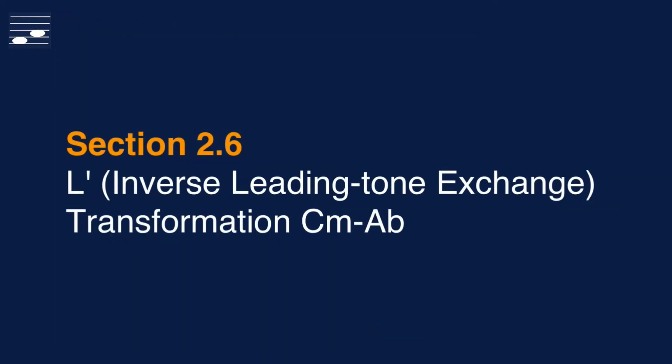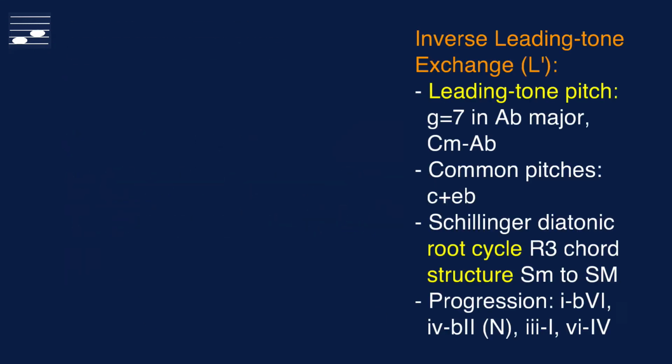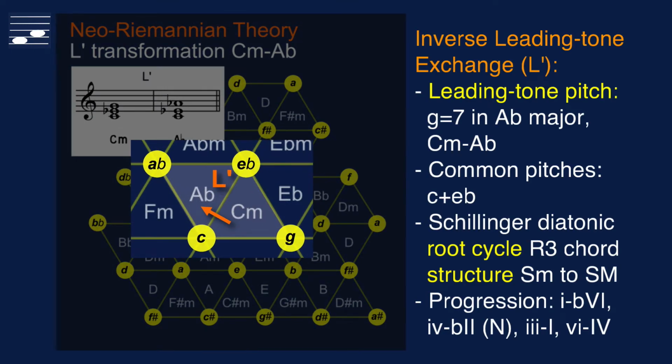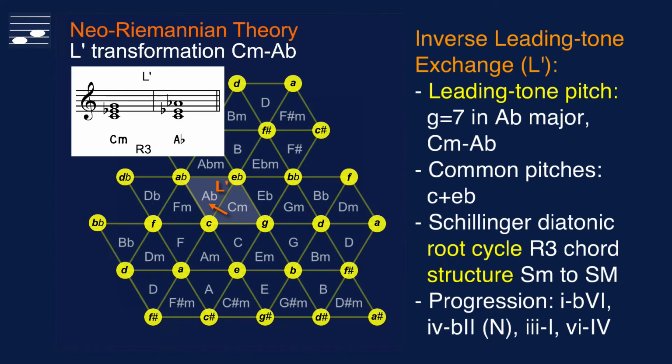The inverse leading tone exchange transformation from a minor chord moves the root a major third down, in this example landing on A flat major, with overlapping pitches C and E flat. In the list of possible occurrences of this transformation, I've added the non-diatonic option that goes from the minor 4th degree to the lowered 2nd degree major triad, better known as the Neapolitan chord.